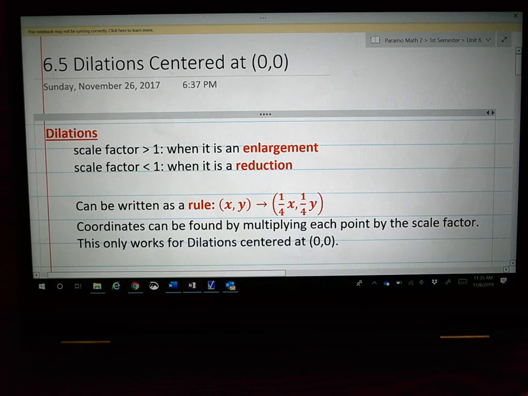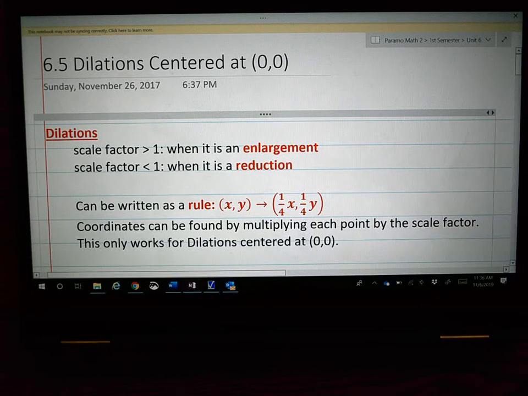These are your last set of notes for Unit 6. This is your second to last unit in this semester, so we only have one more unit after this, which is awesome. What I like about 6.5 is that it's a lot faster than what you did in 6.4.